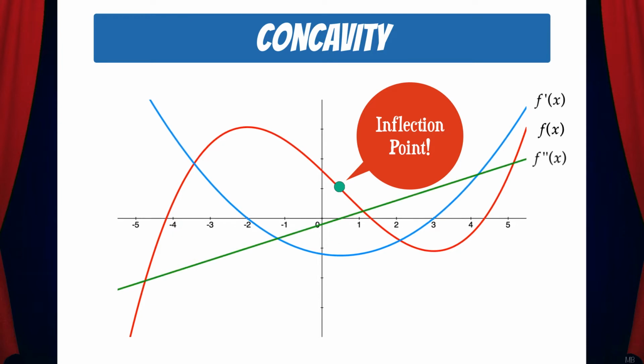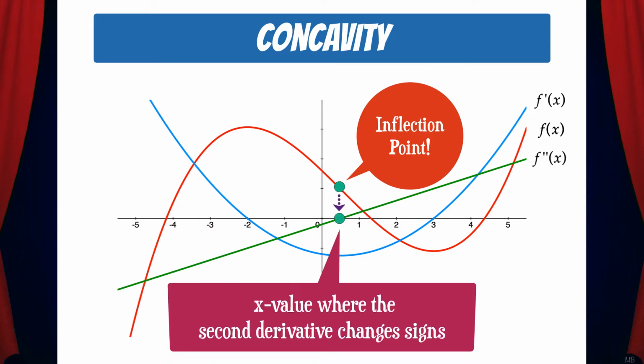The green function shown here is the second derivative of f of x. Note that the inflection point of f of x corresponds to the x value where the second derivative changes signs. Let's take a look at all of this from a few more angles.